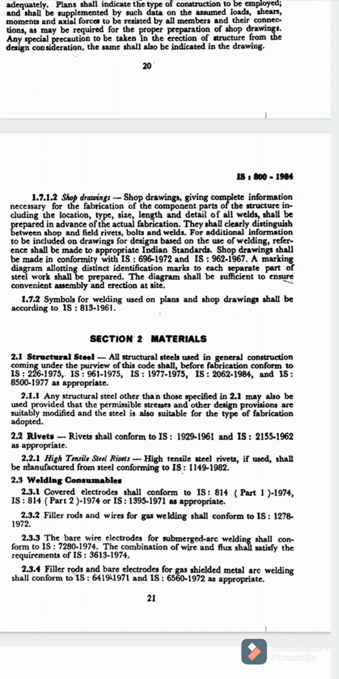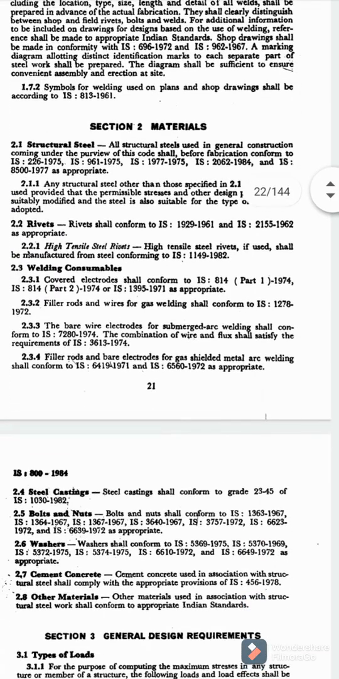So now rivets. Rivets shall conform to IS 1929 1961 and IS 2155 1962 as appropriate. High tensile steel rivet, if used, shall be manufactured from steel conforming to IS 1149 1984. So now for welding consumables, read this.